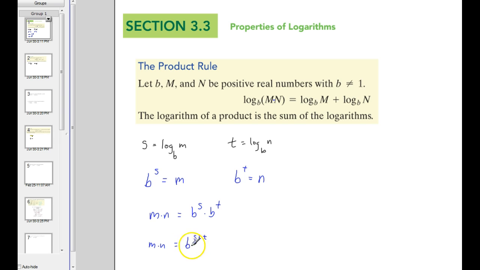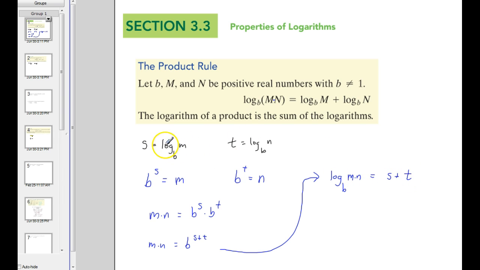Alright, now last thing I'm going to do, I'm going to change this back to log form. Remember, this is the base, this is the exponent, so when I change it back to log form, this becomes the log base b. There's the base. This is the exponent, so that's on the other side of the equals, so s plus t. And then that leaves m times n to be the input. So log base b of m times n equals s plus t.